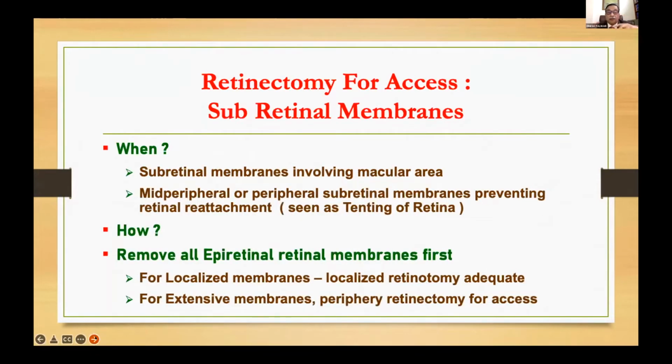Now, when there are subretinal membranes, you only do surgery for retinal excess if they are involving the macular area, or if they are mid-peripheral or peripheral, but they are preventing retinal reattachment, which you will see as stenting of the retina when you put PFCL. So how do you remove that? Make sure you remove all epiretinal membranes first. There shouldn't be any epiretinal membranes. For localized membranes, a localized retinotomy is adequate, but for extensive membranes, you may need to do a peripheral retinectomy for access.